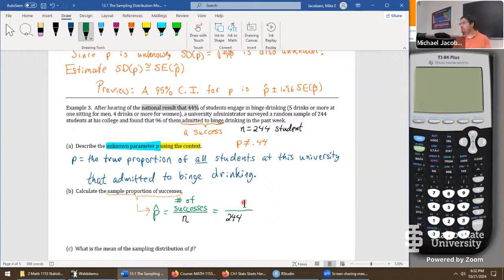It wouldn't be the 244. No, the 0.44. It wouldn't be the 0.44 either. That is the 96. The 96, good call. So this is the number of successes here. So 96 up in the numerator.